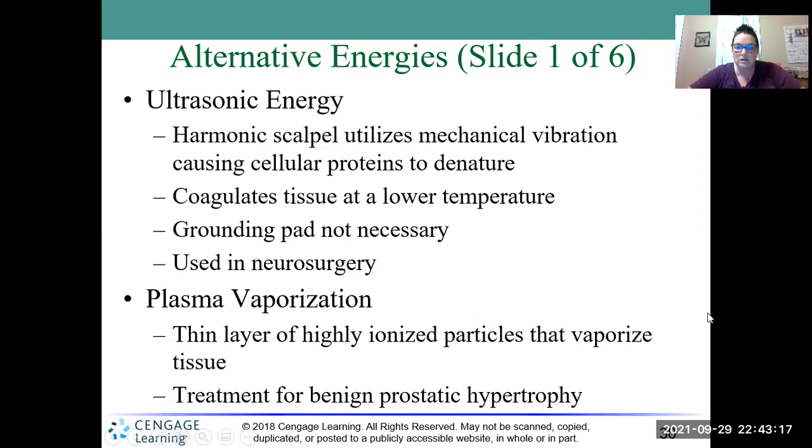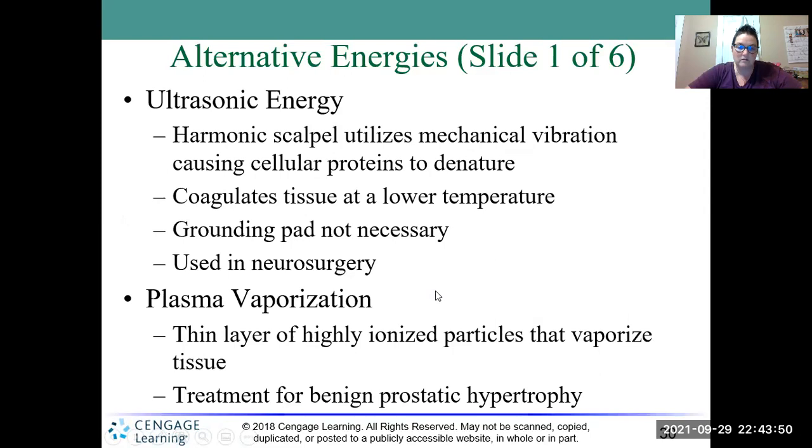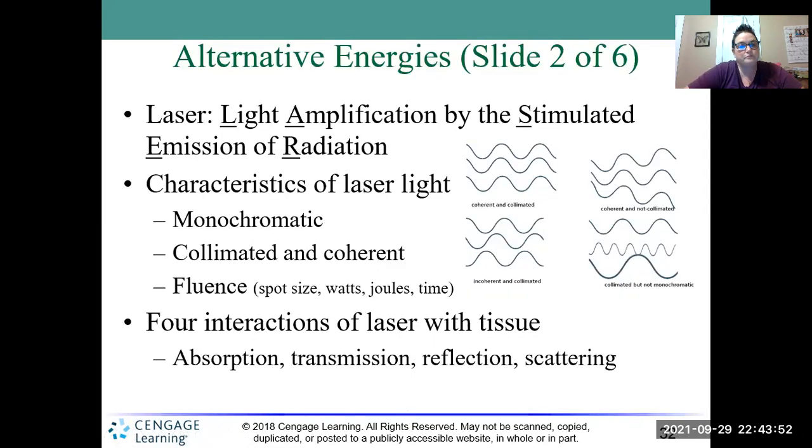Plasma vaporization. This is used for BPH, benign prostatic hypertrophy or hyperplasia. What it does is vaporize the tissue. You have this button-shaped device, which will be inserted, and it will go in and actually start to vaporize some of that hypertrophic material of the prostate gland. And so this is the device here, the plasma vaporization tool.